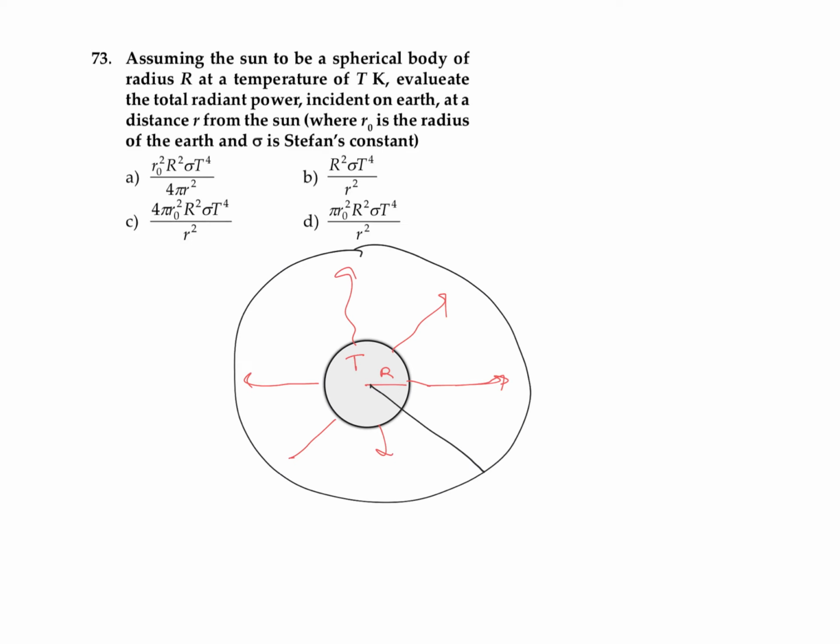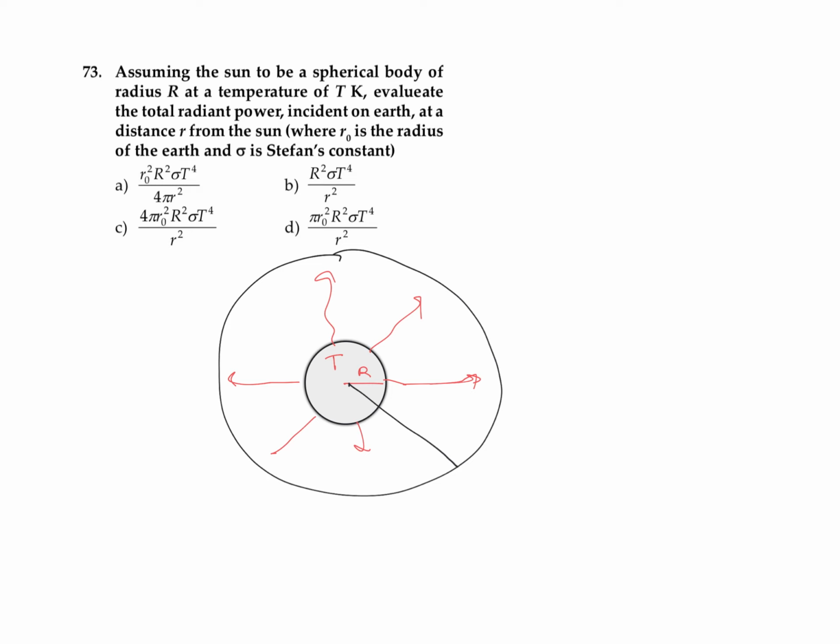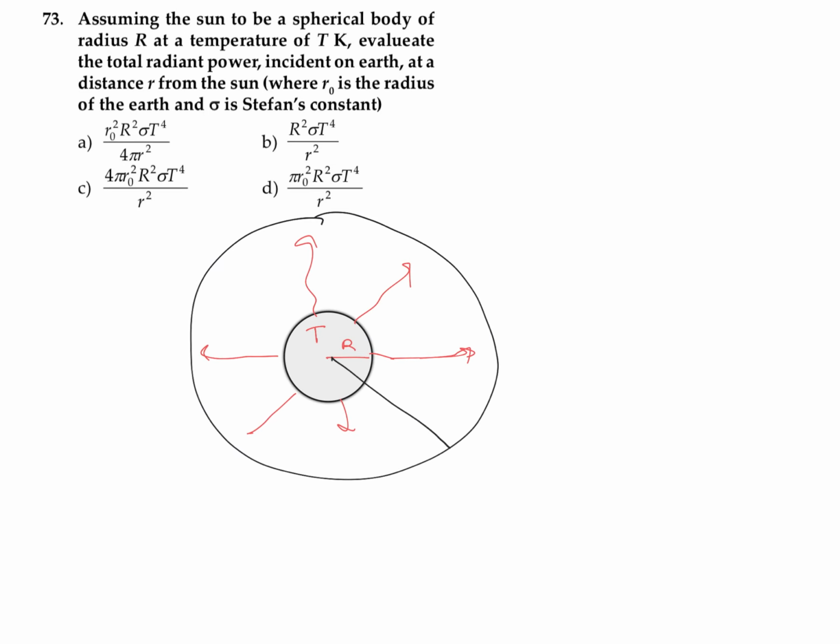The radius of Earth is given. So we have to find out the total radiant power incident on Earth at a distance r from the sun. We can consider that Earth is again like a sphere, and you can just imagine it's something like this. So part of the radiation energy emitted from the sun is absorbed by this Earth. So we can observe the cross-sectional area on Earth's surface where it is going to hit. We can take this area as pi into the radius of Earth, r0, so r0 square.